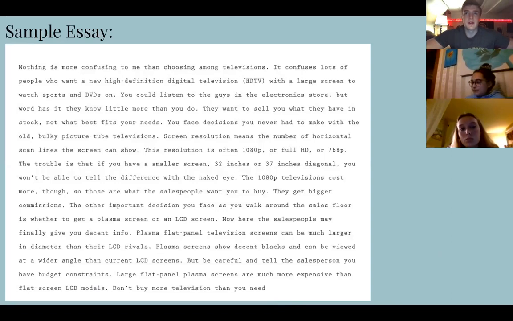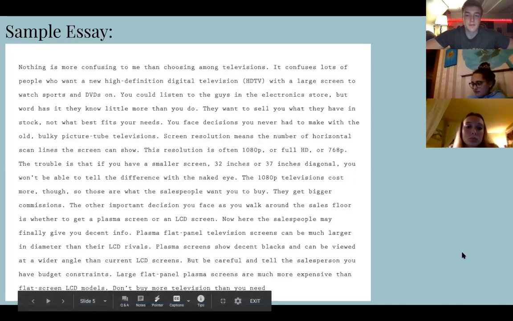Here's an example of an essay before editing and revision. Notice lack of clarification before some examples, lack of proper word choice, informal writing strategies, and run-on sentences.